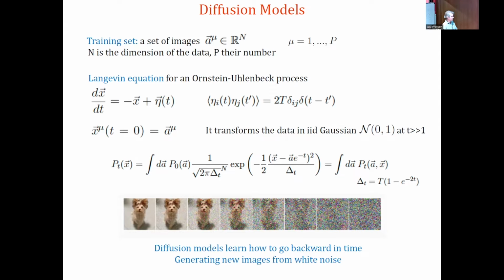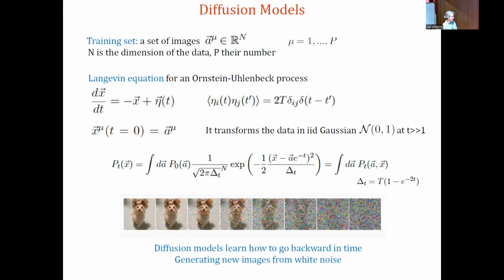So you run this equation, starting from this initial condition, and at long time it will converge to independent, identically distributed Gaussians with mean 0 and variance 1 for each component of the vector. So visually, you start from a nice image, then you run this equation, and you transform the image into white noise.